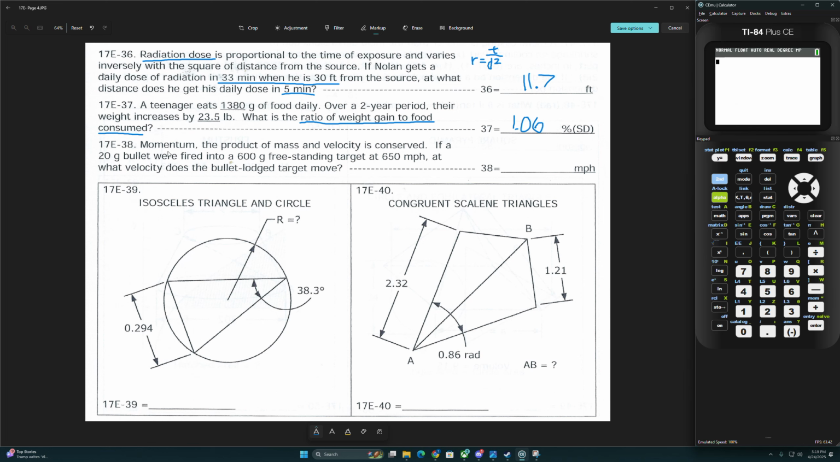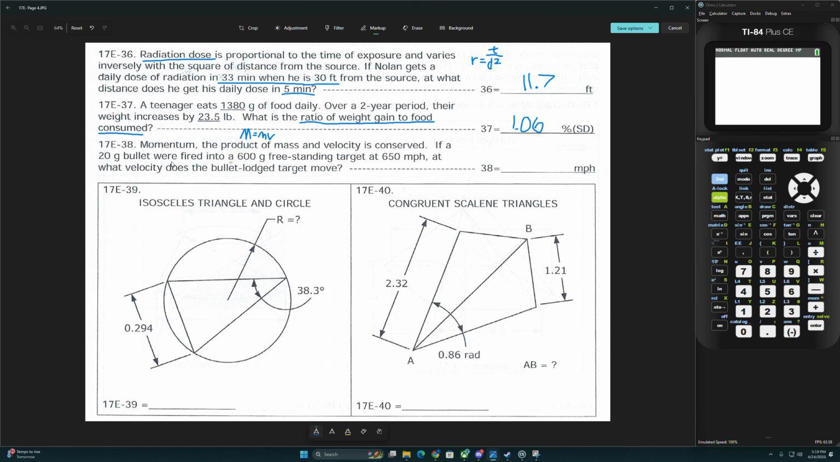All right. Momentum, the product of mass and velocity, is conserved. Oh, this is going to be fun. I don't know if I'm going to be able to get this, but let's try it. Okay. So M is the product. I'm going to go capital M for momentum since it's capitalized right there. Momentum is equal to mass and velocity.